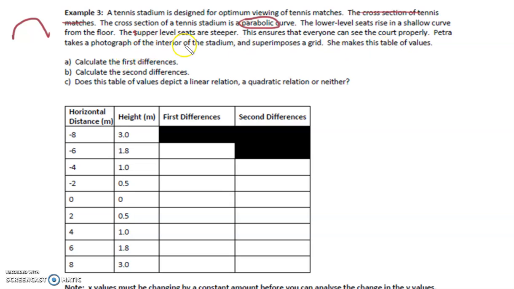This ensures that everyone can see the court properly. Petra takes a photograph of the interior of the stadium and superimposes it on a grid. What she did is she said, okay, let's call this X, let's call this Y. She just drew it with a grid on it. Okay, so she makes a table of values. This is the table of values that she gets from her grid that she puts on top of her picture. We're going to calculate the first and second differences. And then, does this table of values depict a linear, quadratic, or neither?